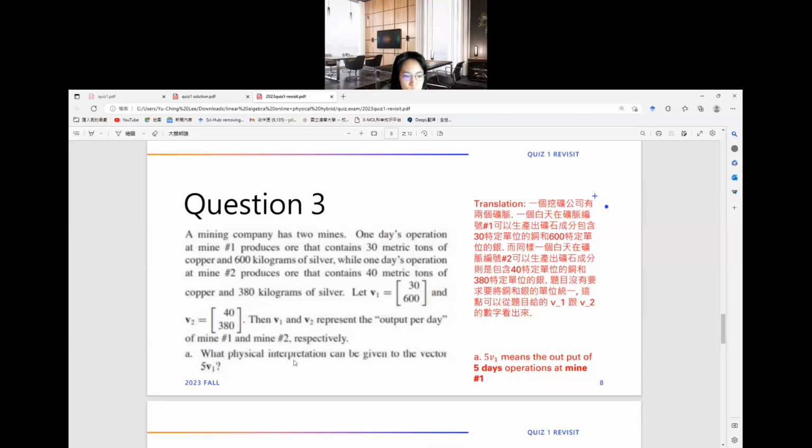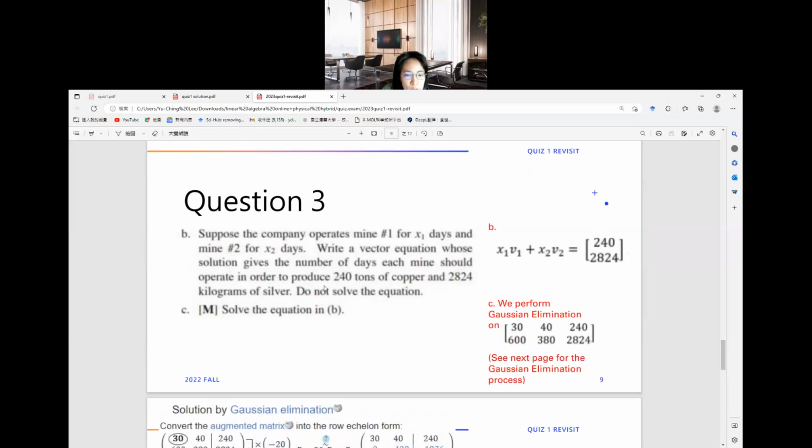Okay, question A. What physical interpretation can be given to the vector 5 times V1? Since V1 represents the production of 1 day's operation at mine number 1, 5 times V1 means 5 days of operations at mine number 1.